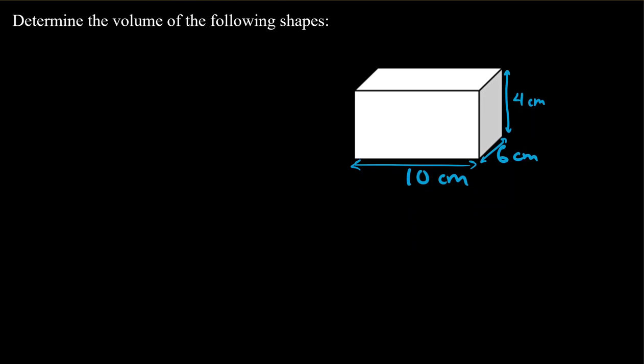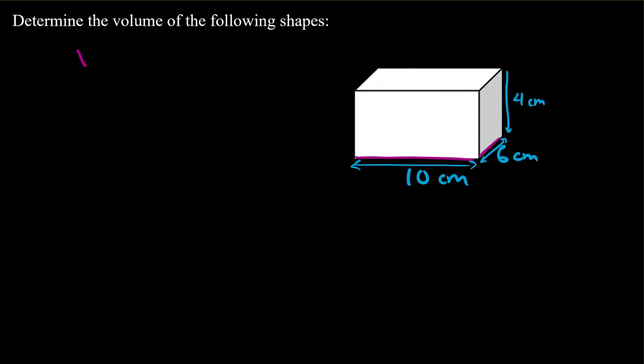So it says determine the volume of the following shapes, and we have a rectangular prism here. As we can see, this object has a base, and the base was stretched in a vertical direction, and that's why we ended up with a rectangular prism. So, okay, that's great. No problem. But how do we calculate the volume of this thing?